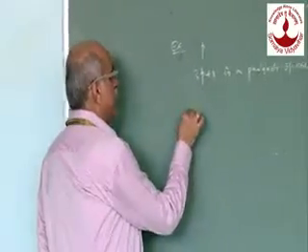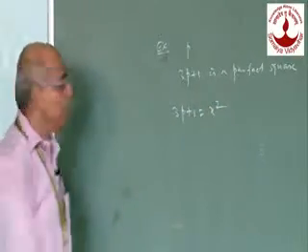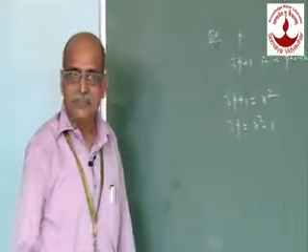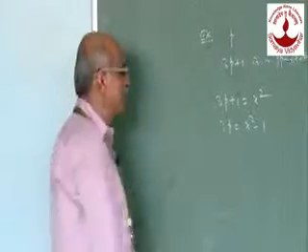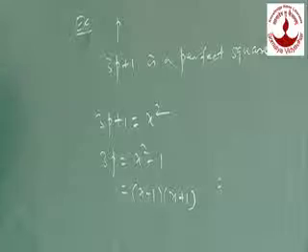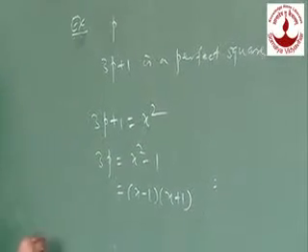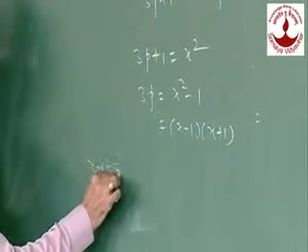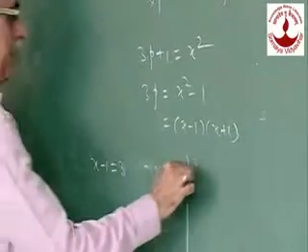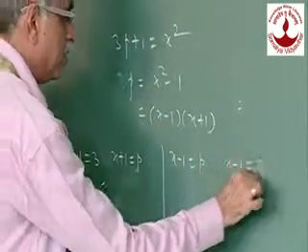Suppose this is a perfect square. Let us say this is equal to x square. Perfect square means 3p equals x squared minus 1. Everyone can factorize this: x minus 1 times x plus 1. The left hand side is a product of 2, the right hand side is a product of 2. So if you compare, x minus 1 is equal to 3 and x plus 1 equal to p, or I may take x minus 1 is equal to p and x plus 1 is equal to 3.